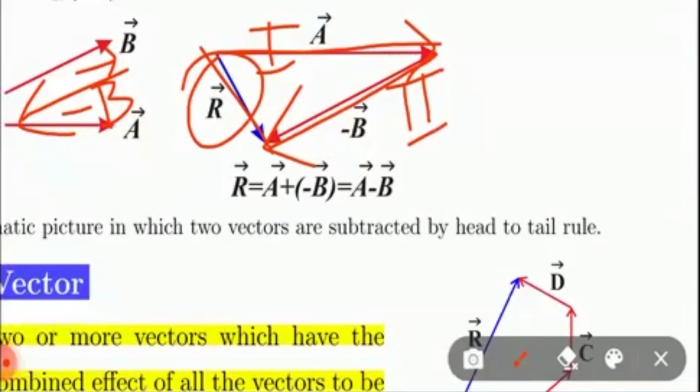Mathematically, we can write it as, on the left hand side, here you see the resultant vector, whereas on the right hand side, first vector is A, and here is the plus sign. Then we can write the second vector, that is minus B. And finally, we can write it as A minus B.